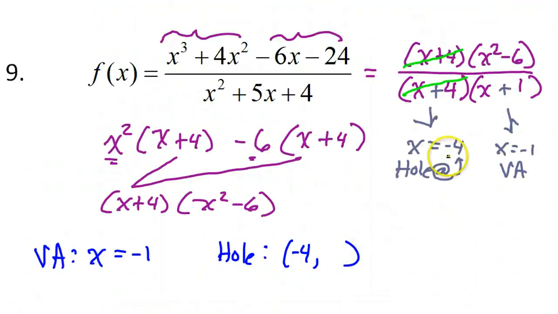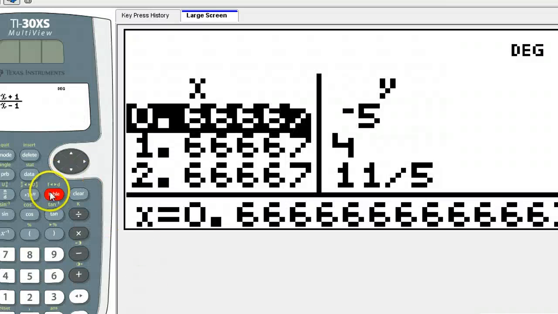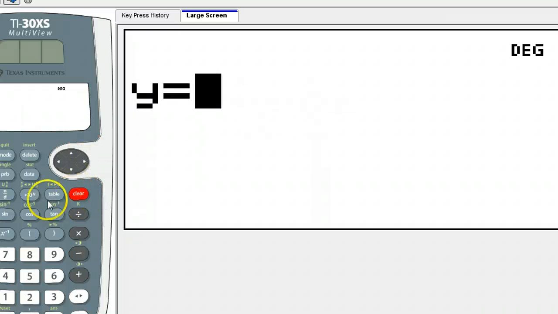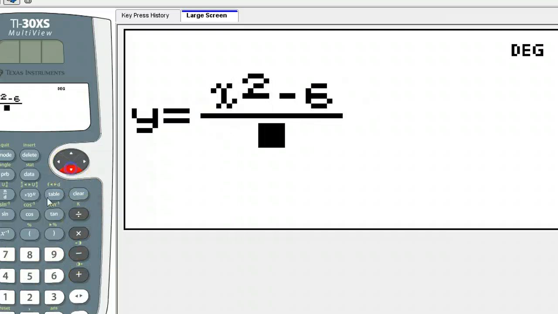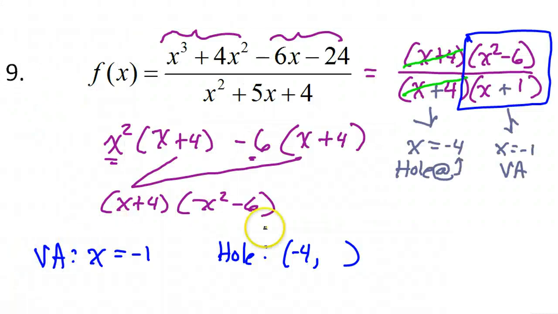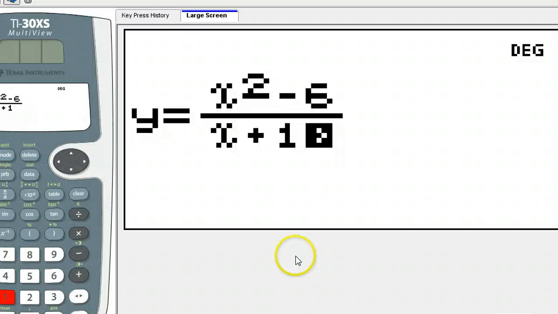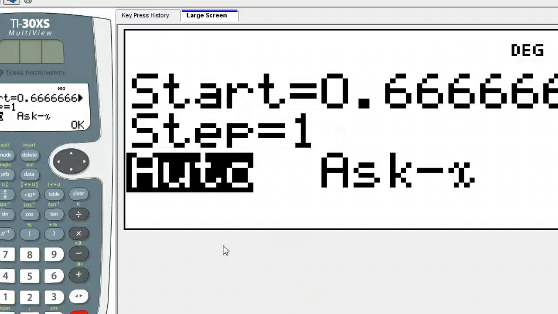How do I get the y value of that hole? Well, I put this part into my TI-30XS MultiView, and I check out the x value and see what the y value is that goes with it. So x squared minus 6 over x plus 1. So what do I say? X squared minus 6 over x plus 1. And I want to know what's going on at negative 4. So I'll just tell it to start at negative 4.